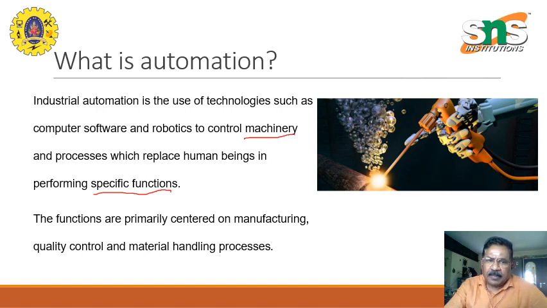The functions are primarily centered on manufacturing, quality control, and material handling processes. Generally, automation is more required in manufacturing companies, where you have a lot of equipment which manufactures products, components, etc. Then finally we do the assembly, the testing, and the shipping, and we do a lot of material handling there. So a lot of automation is required here.